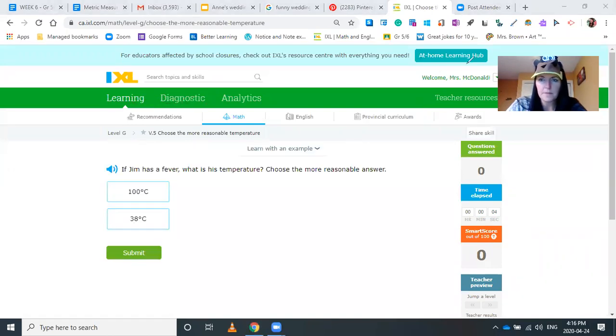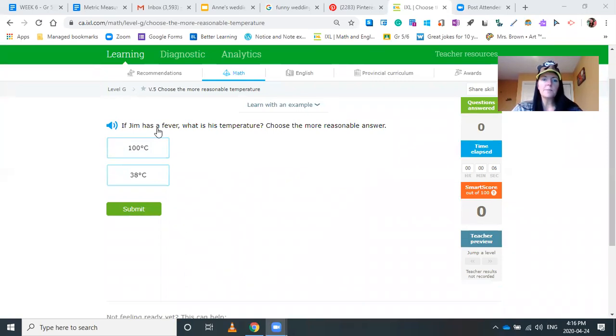Okay. So if Jim has a fever, what is his temperature? You need to choose the more reasonable answer, right? So it gives you two options and you need to figure it out. 100 degrees Celsius or 38 degrees Celsius. So 100 degrees Celsius, just to put it into context, water boils at 100 degrees Celsius.